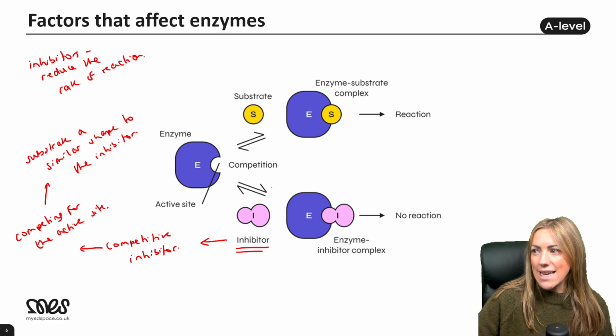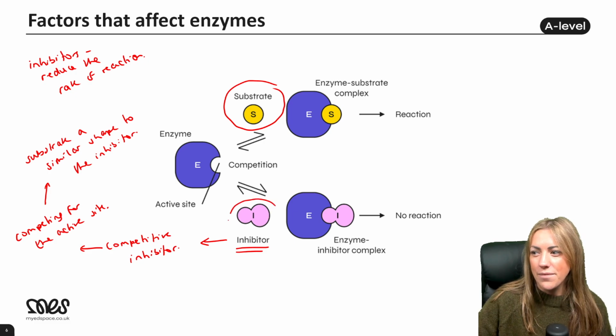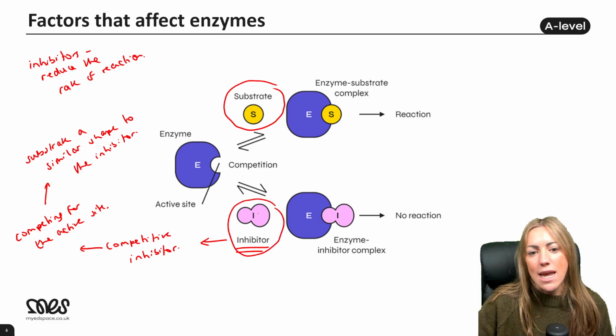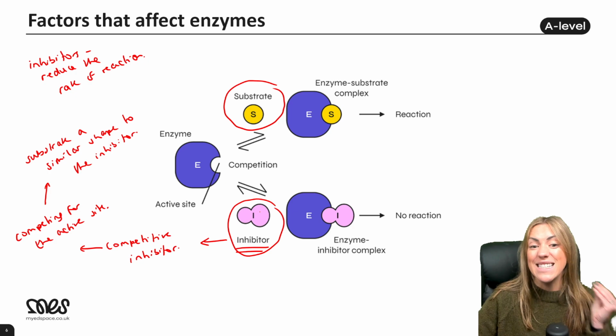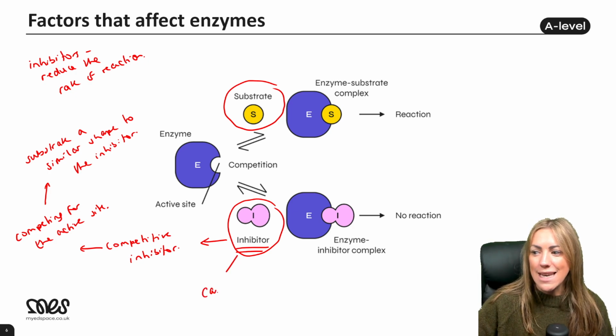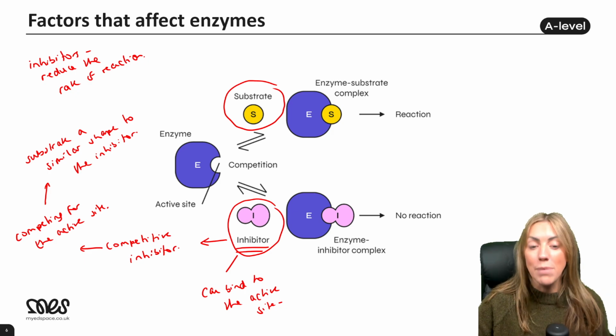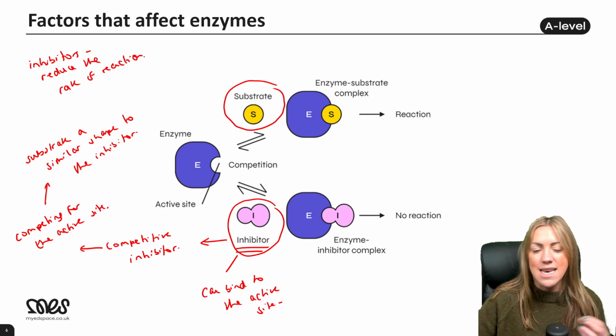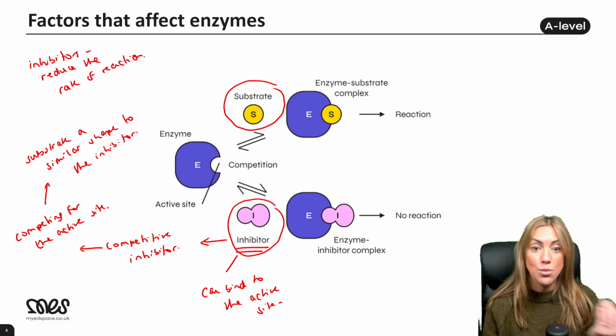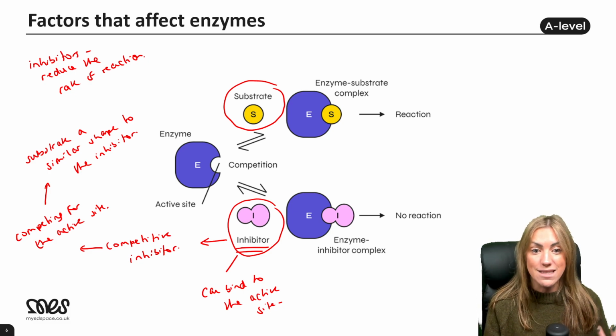And you can see that here. So here's the substrate, which is circular. Here's the inhibitor. Now, it's not the exact same shape because it is a different molecule, but it has a similar shape. And because it has a similar shape, it means it can bind to the active site. It has a similar shape to the substrate. We can say it's also complementary to the enzyme's active site. It can bind to the active site. So it's literally in competition with the substrate for the active site.